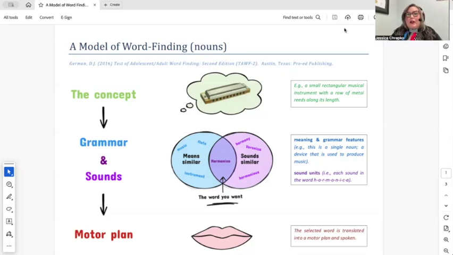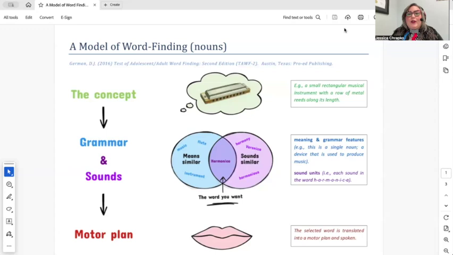I found this model of word finding as I was reviewing the scoring manual for the Test of Adolescent and Adult Word Finding, Second Edition, or the TAWF-2. It really changed the way I approach word finding in treatment as well as assessment. So I wanted to share my diagrams with you because I'm a visual learner and I used color coding to help me understand the concepts. Hopefully, this can help you as well in your practice.